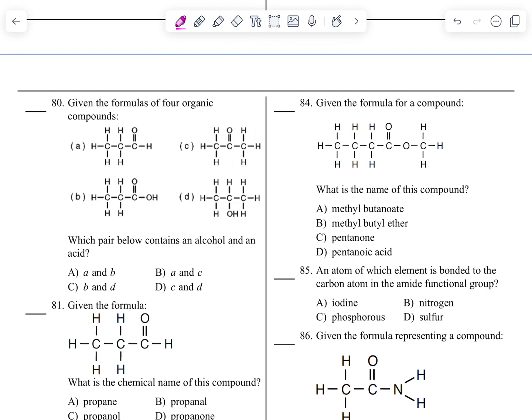So part A has a C double bonded O to an H at the end. This is called an aldehyde. B has a C double bonded O to an OH. We already saw this today, and that's called an acid. C double bonded O somewhere in the center is called a ketone. And an OH group somewhere is called an alcohol. So we want an alcohol and an acid, so D and B.